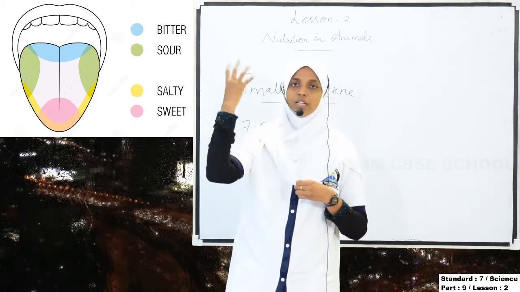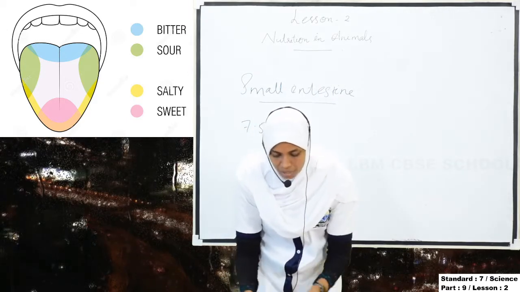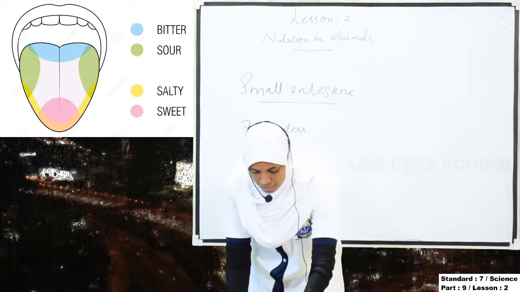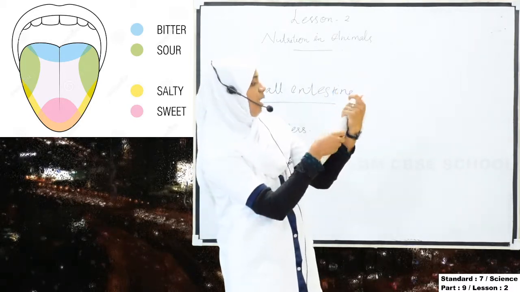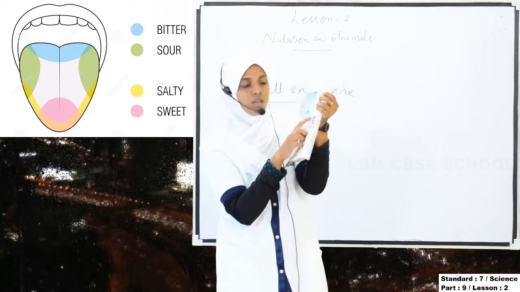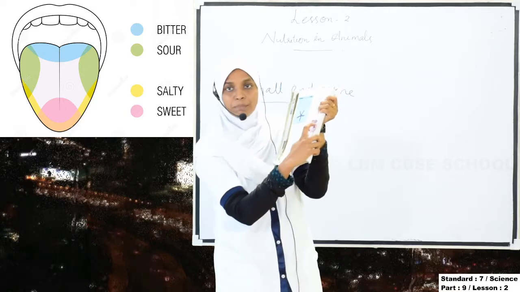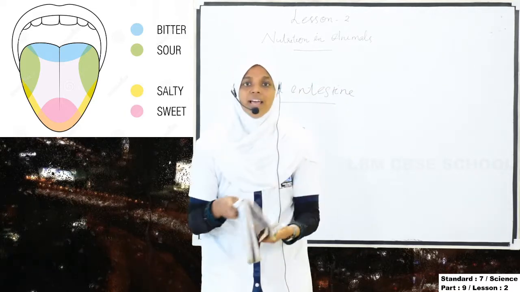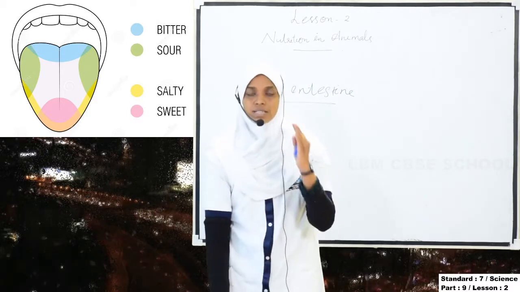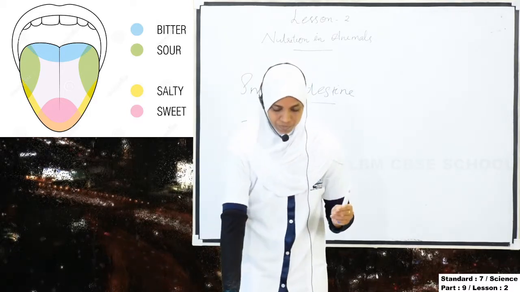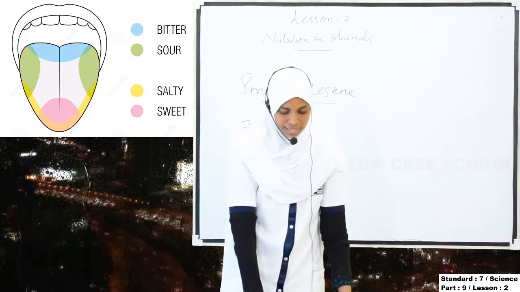Okay, liver and pancreas. Can you see the liver and pancreas in the digestive system? Where are the liver and pancreas? Okay, the liver is present here, and the pancreas you can see below the stomach, near the large intestine and small intestine. The small intestine receives secretions from the pancreas and liver.